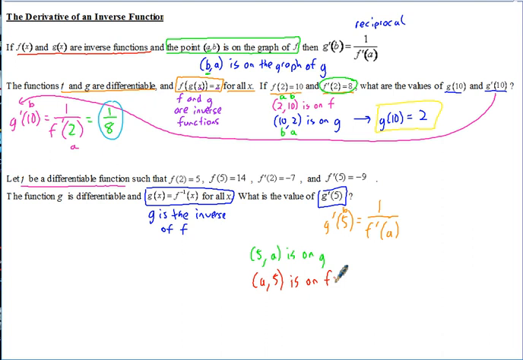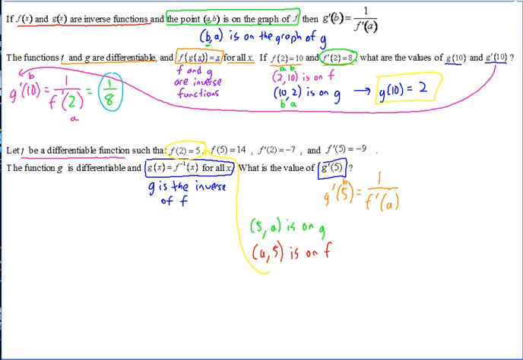Well, now let's take a look at all the information we're given here. If (a, 5) is on f, well, that means 5 is the y-coordinate, and we're looking for the x-coordinate. So let's look up here. Where's 5 the y-coordinate? And if you look right here, you can see there's where 5 is the y-coordinate. So that tells us we can see (2, 5) is on f. That means a is 2. So now we know, okay, well, this is 1 over f prime of 2. And we're told f prime of 2 right here is negative 7. So you get 1 over negative 7.